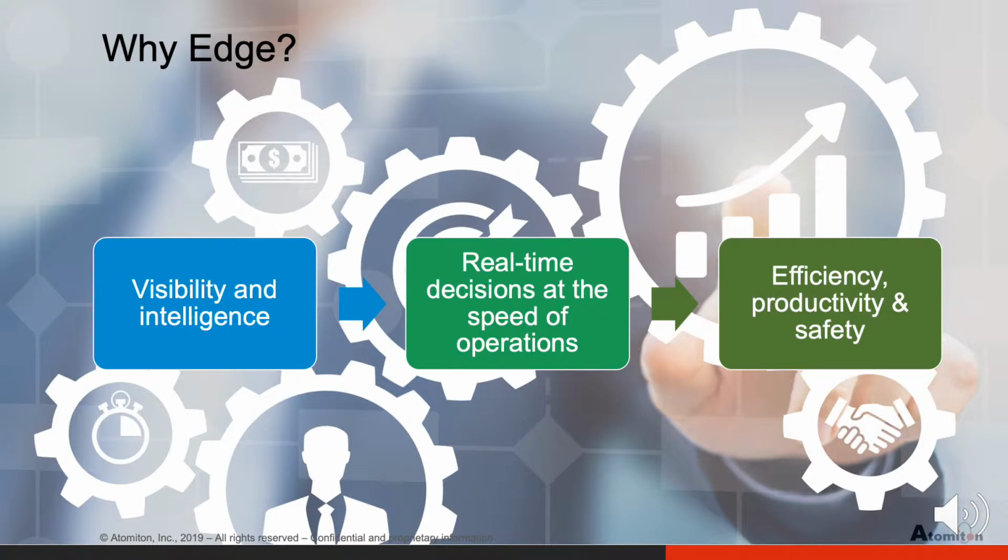Edge, including sensors, computing, hardware, and software, is critical in industrial operations because it brings a new level of visibility and operational intelligence closest to the field where machines and people work. It does this at the speed of operations as work occurs.